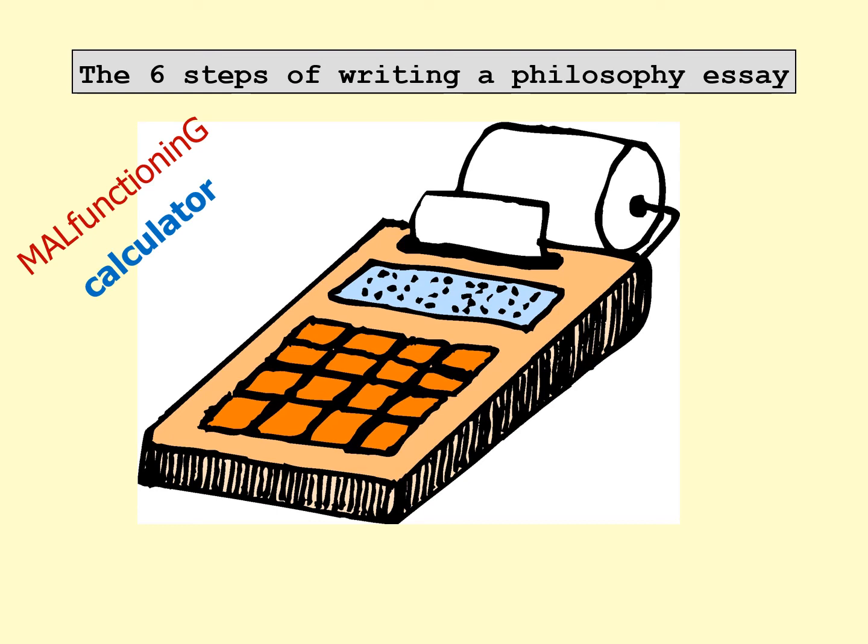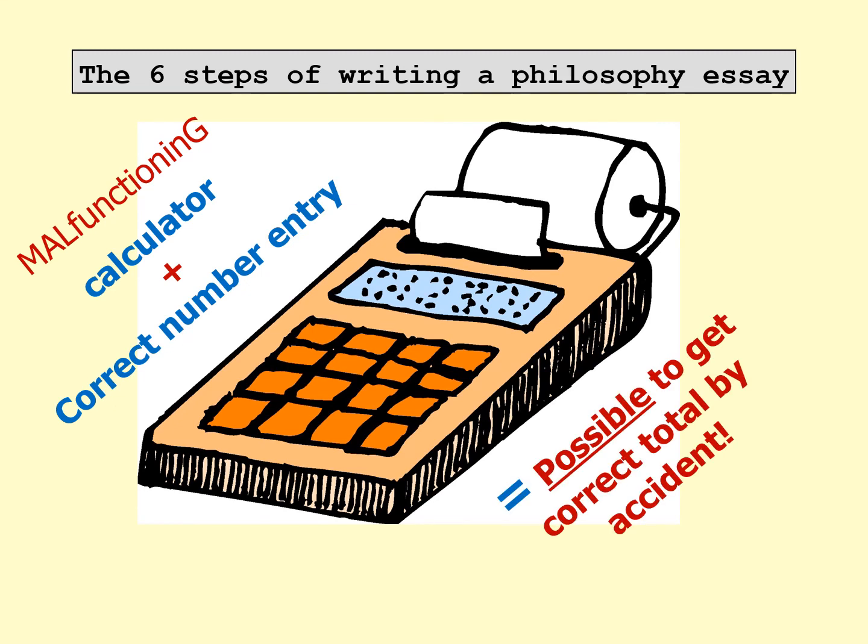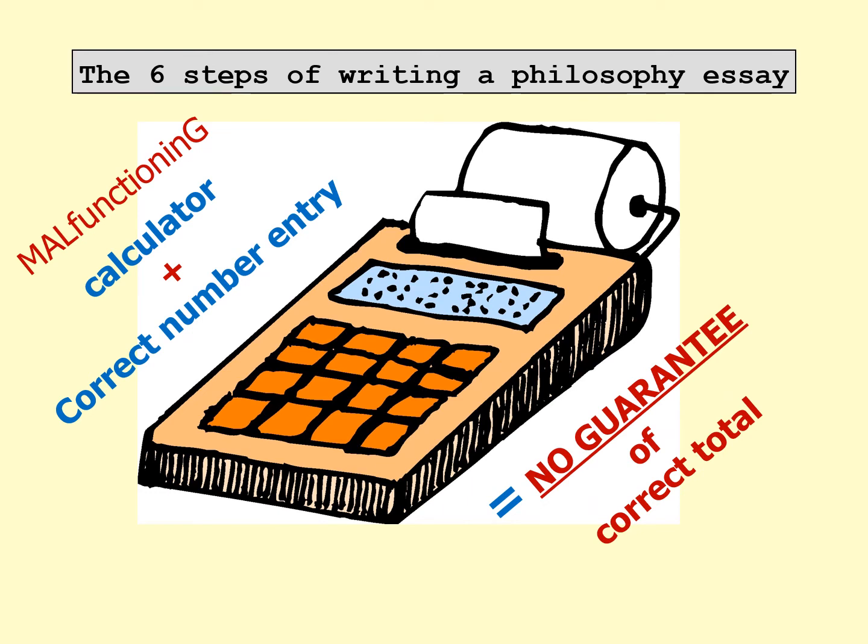Now, imagine that the calculator is malfunctioning, but you've entered all the numbers correctly. You might still get the correct total by accident because a malfunctioning calculator is unpredictable. But there is no guarantee of that. So you would not use a calculator that you know to be faulty.